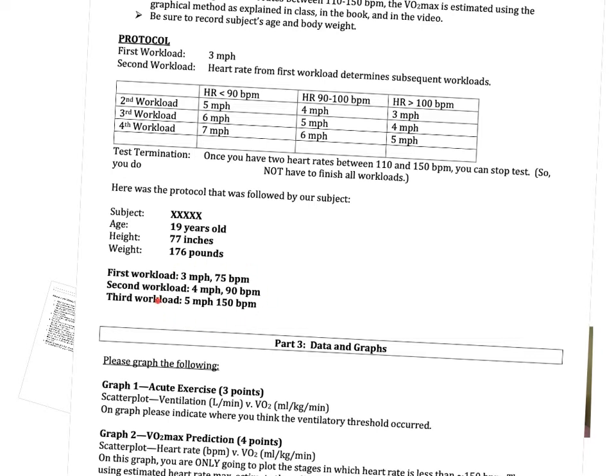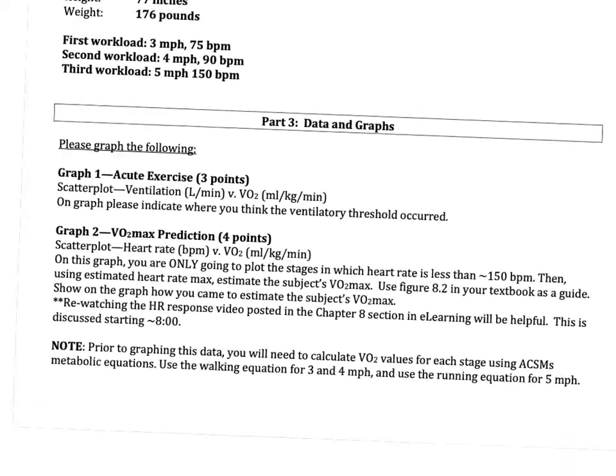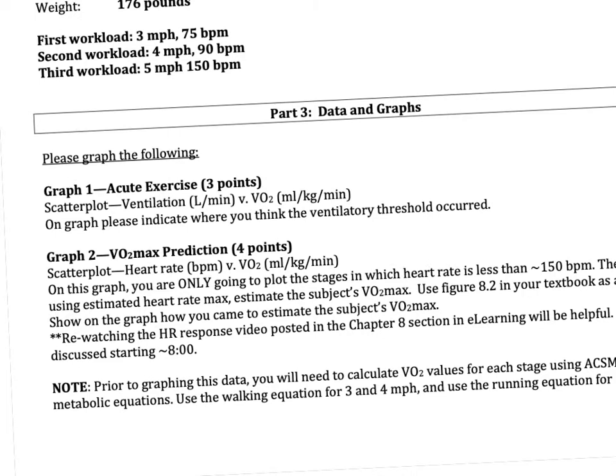So this is the data that you're going to need to graph for the lab. So I'm just going to look at real quick the data and the graphs. You can see there are going to be 2 graphs that we're going to do. Acute exercise, we're going to use ventilation and VO2. We're going to talk about that ventilatory threshold, so definitely before tackling this lab. And you should already be well versed in that after watching some of the Chapter 8 videos and answering some of those questions, and hopefully going to the virtual classroom as well.